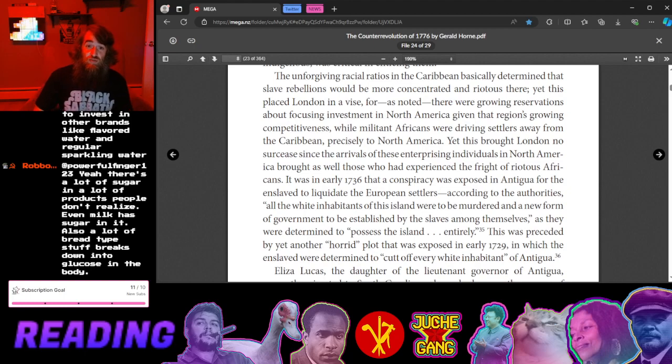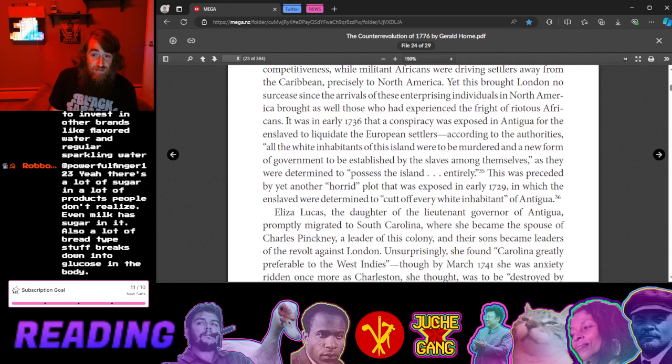The unforgiving racial ratios in the Caribbean basically determined that slave rebellions would be more concentrated and riotous there. Yet this placed London in a vice, for, as noted, there were growing reservations about focusing investment in North America, given that region's growing competitiveness, while militant Africans were driving settlers away from the Caribbean, precisely to North America. Yet this brought London no surcease, since the arrival of these enterprising individuals in North America brought as well those who had experience in the fright of righteous Africans.